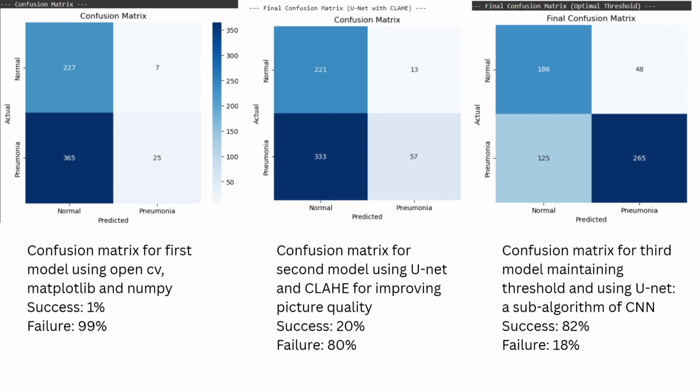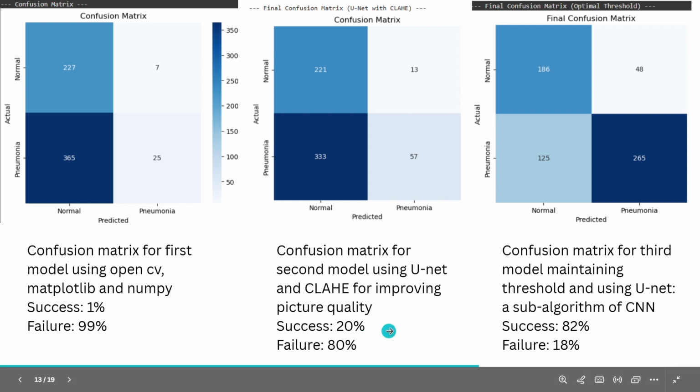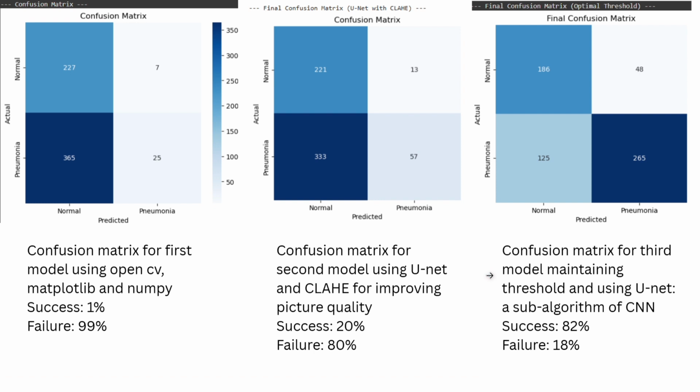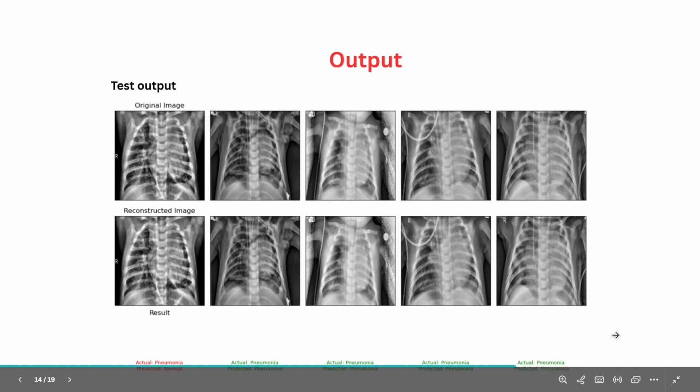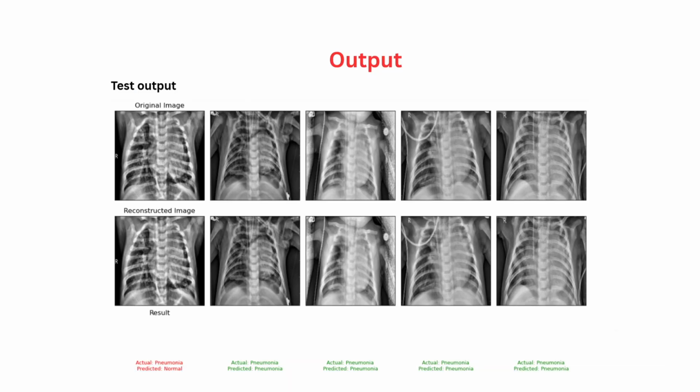In the second confusion matrix, where we have used UNet and CLAHE for improving the quality of the image, we can see it had around 20% of success. Later, by combining everything together, UNet, CLAHE, and maintaining the threshold, we can see that we got around 82% of success. This was the output that we got.